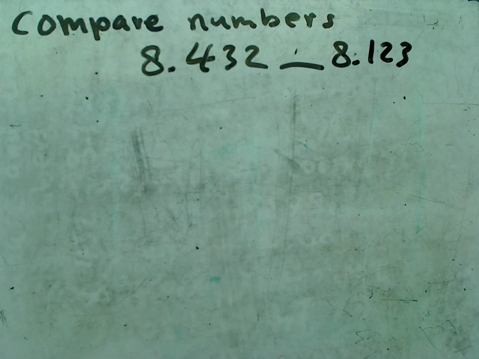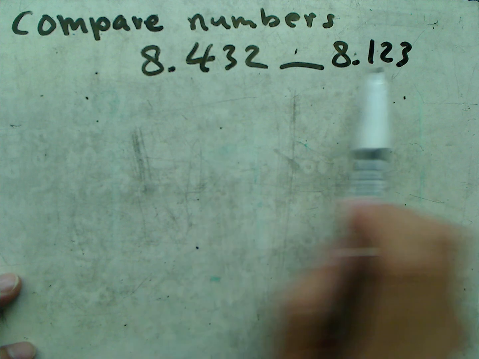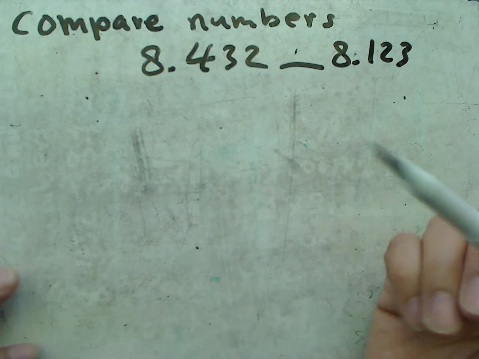Hi class, and in this video we're going to review comparing numbers and decimals in fifth grade. Now when we're comparing numbers and decimals in fifth grade, there's two things we have to do. The first thing we have to do is recognize our place value and decimals, and then line up the numbers on top of each other by that.